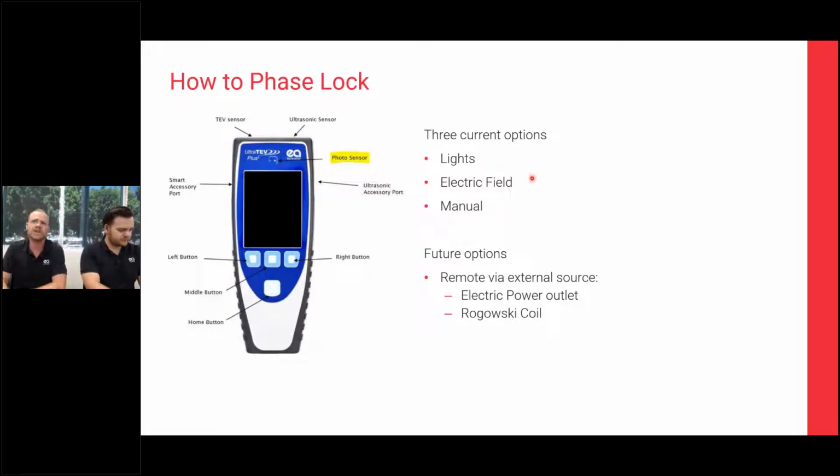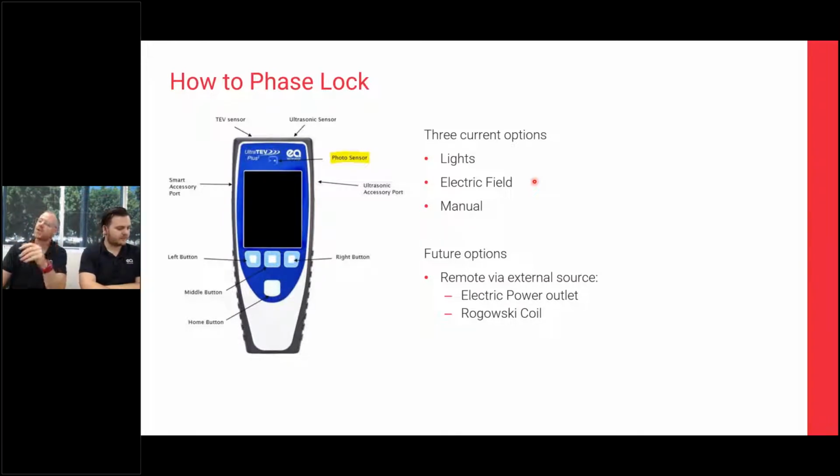Okay, if that's not working, you can change your setting to the E-field mode. And what the instrument is doing is there's a little sensor in the back of this, and it is hunting for the electric field that's in the air. So this works really well when you're in an outdoor yard and you've got quite a high voltage and there's a lot of electric field surrounding you.